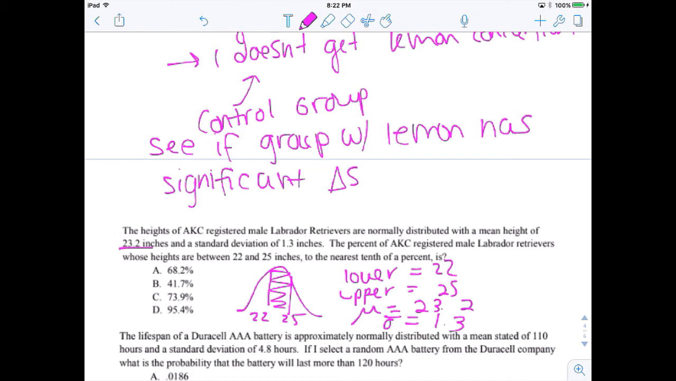And so that would give me 73.9 about-ish percent.